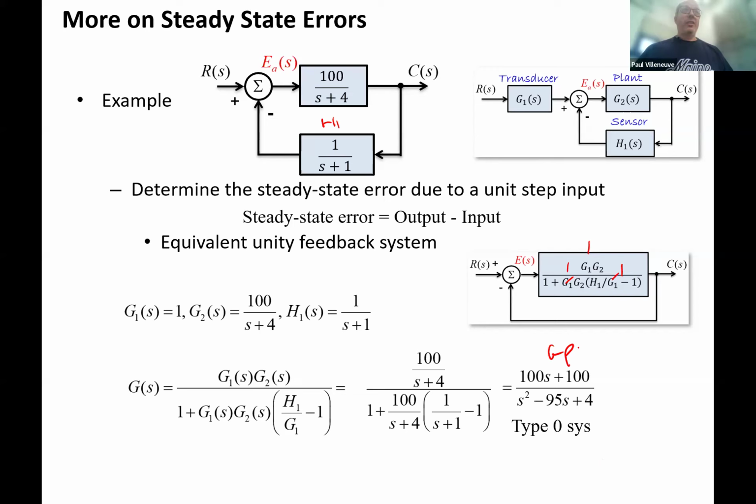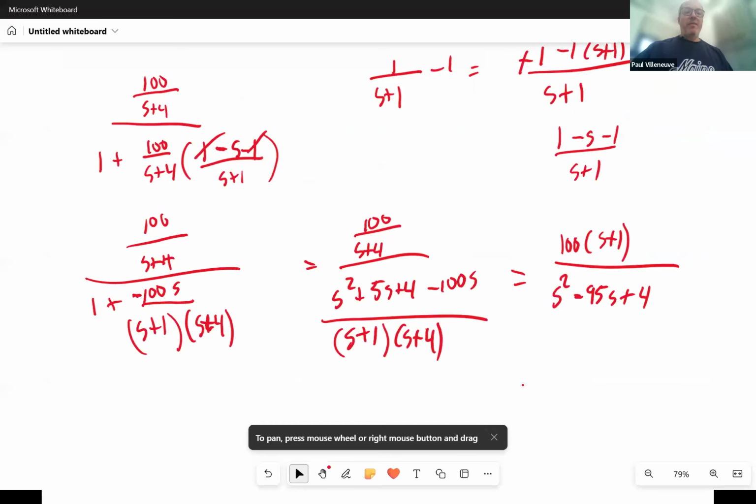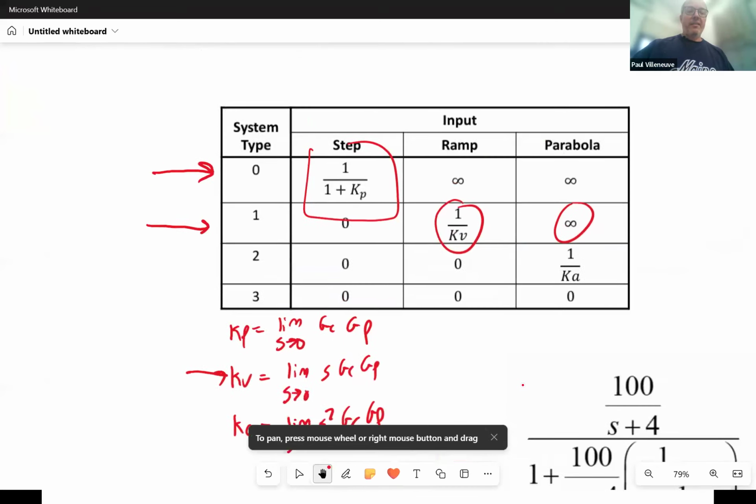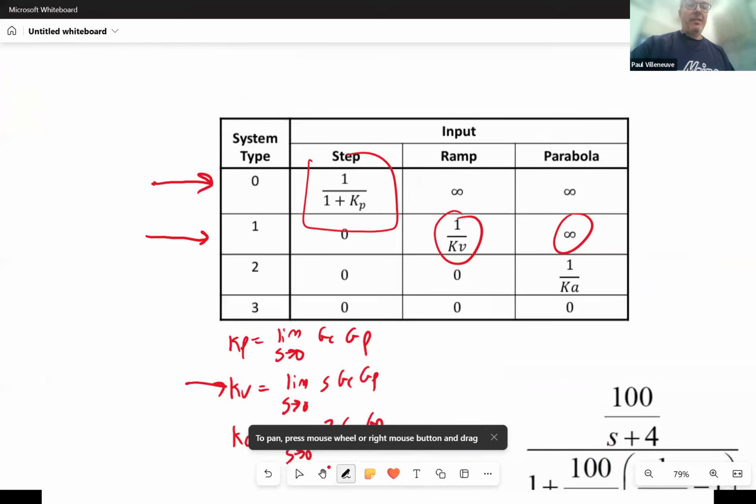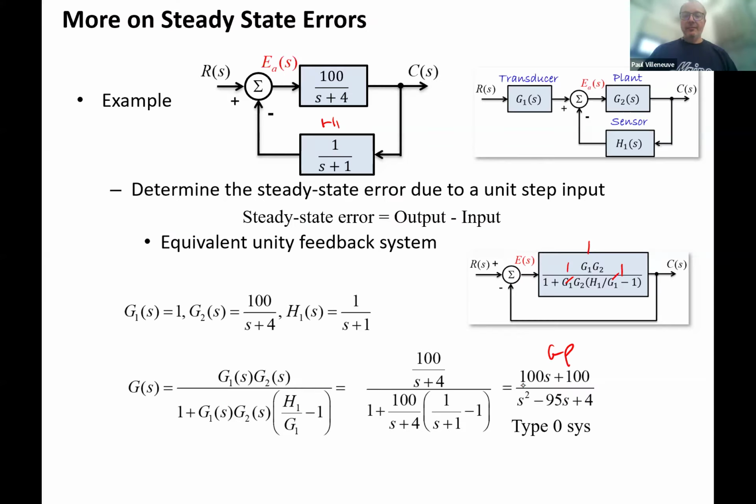So now we can start to look at this and look at, for steady state error, what type of steady state error? Well, it's a type 0 system because there's no S multiplying it, right? There's no integrator in there. So we would go back over here. And for a type 0 system, we see for a step input, we get 1 over 1 plus Kp, and then ramp and parabolic are infinity.